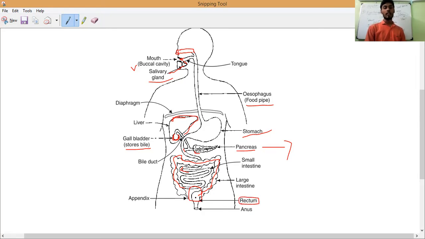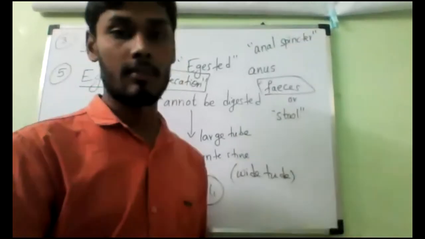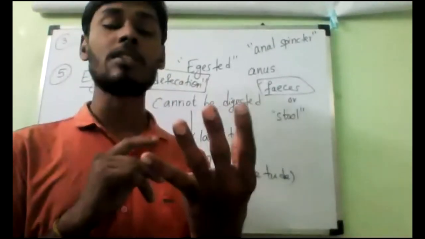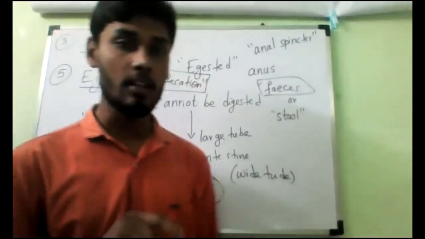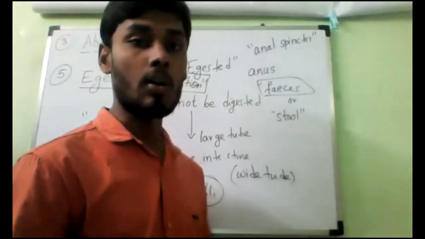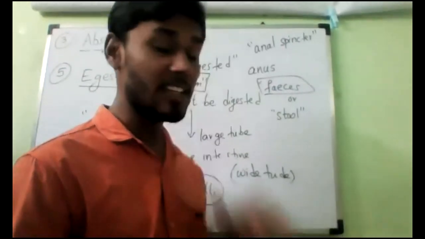So after that, whenever it is stored and the tank is filled, then through the anus it needs to come out. So what does the anus contain? Feces or stool, as we call it, which is controlled by the anal sphincter for expansion and contraction. So this is all about digestion in human beings.